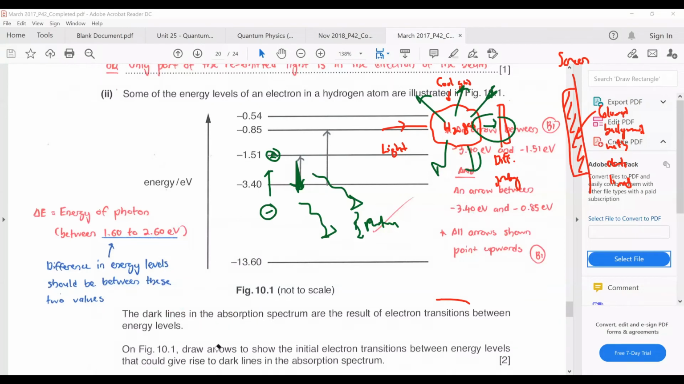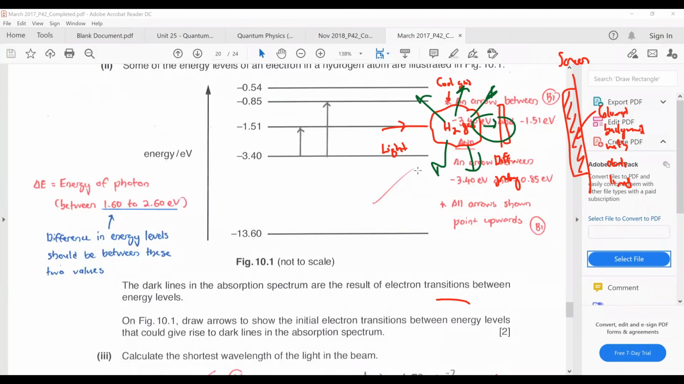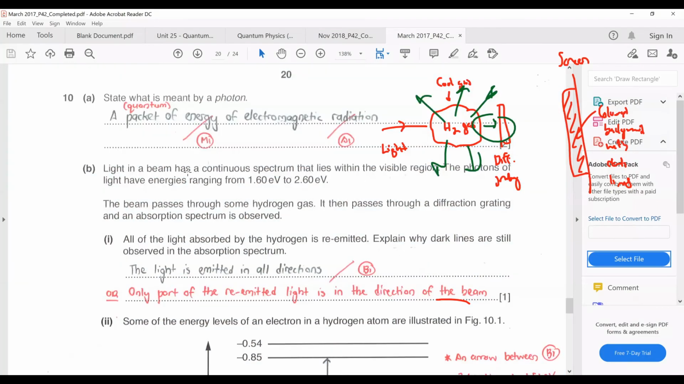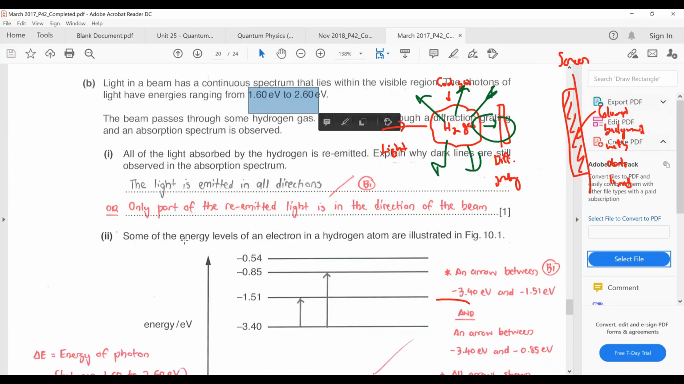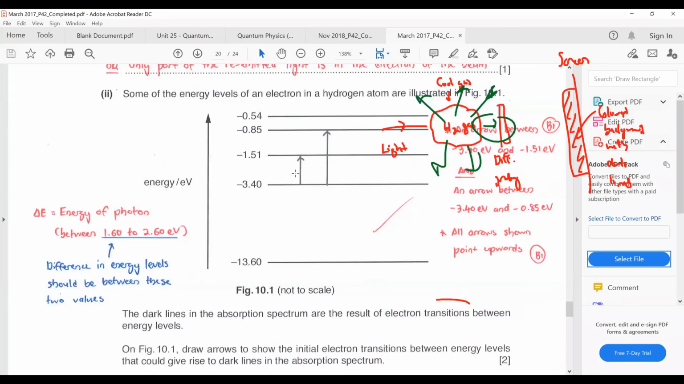Okay, so draw the lines. Draw arrows to show the initial electron transitions between energy levels that could give rise to the dark lines in the absorption spectrum. Now, what are the possible transitions that will give rise to the dark lines here? If you look at your question, they really told you the light beam here has photons with energy ranging from 1.6 eV to 2.6 eV. That means whatever electron transition you have going up and then back down, which then got lost in different directions, must only have values in this range. Whatever energy of photons came in has this range only, so it follows that whatever photons get re-emitted will also still have that same range.